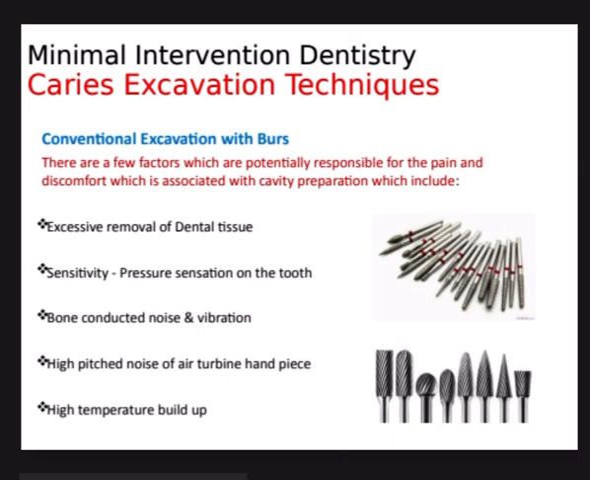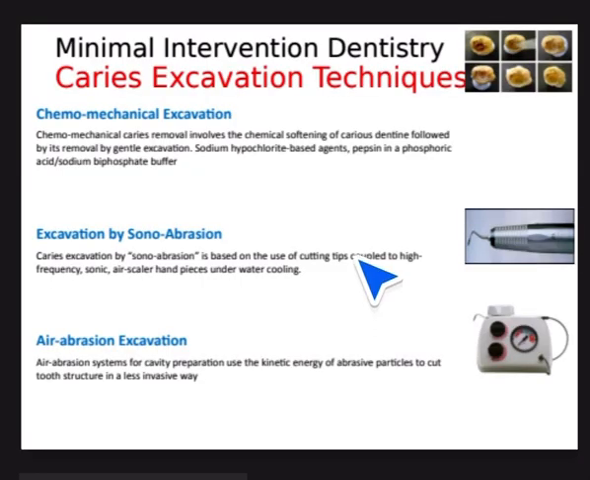What are the techniques? The first technique is called chemomechanical excavation. Look at these pictures, chemomechanical excavation. So we have certain liquids, available in a dropper, which are put in the cavity. Once you put it in the cavity, it makes the dentine soft, very soft. And then you can remove it.